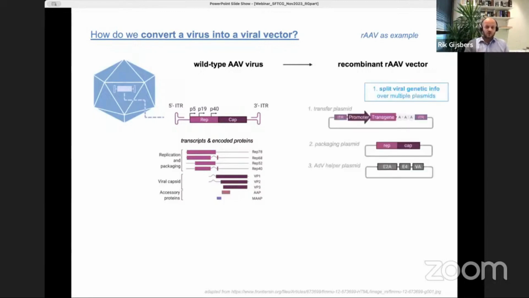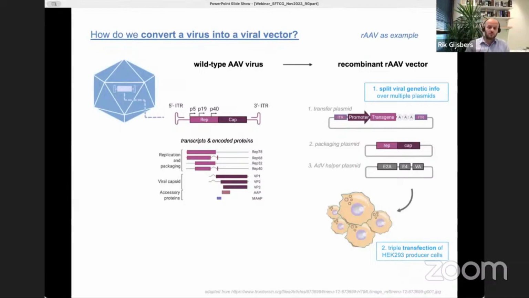These 3 plasmids are, on the one hand, a transfer plasmid, a packaging plasmid, and an adenovirus helper plasmid, all of them encoding the essential information, and only that information required to build a new particle, carrying at this moment, as indicated here, a promoter with a specific transgene of our interest. These 3 plasmids are next transfected into a human producer cell line, for example, HEK, human embryonal kidney cells, but also other cell platforms are available.